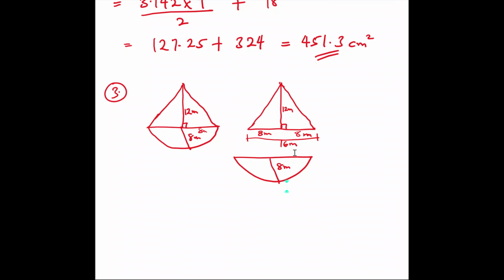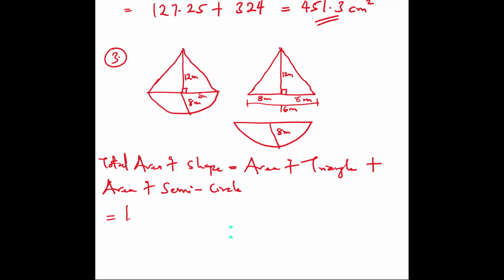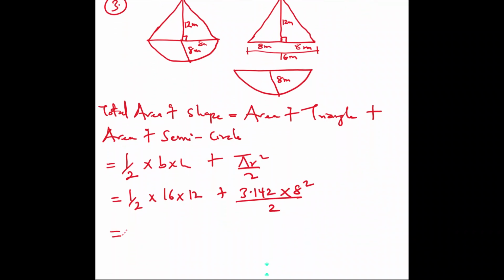That's 8 plus 8. So if we have to do it now, the total area of the shape will be the area of the triangle plus the area of the semicircle. So that will be 1 over 2 times base times height plus pi r squared over 2. So that will be 1 over 2 times the base, 16, the height, 12, plus 3.142 times the radius, 8, squared over 2.